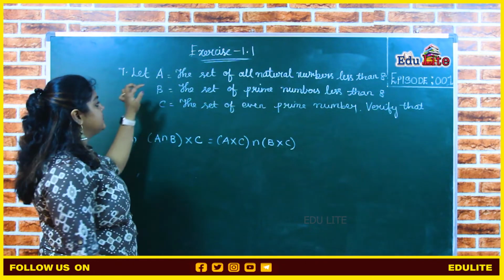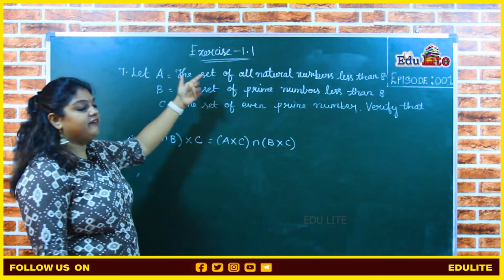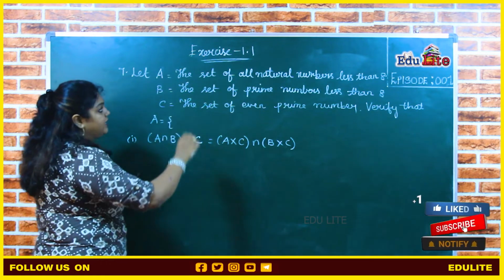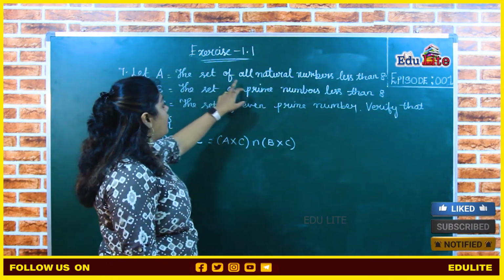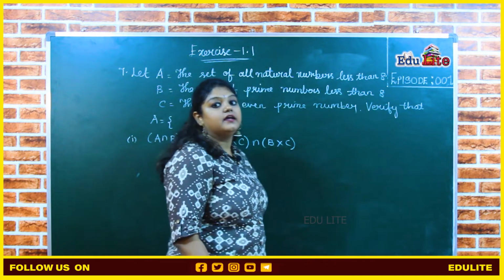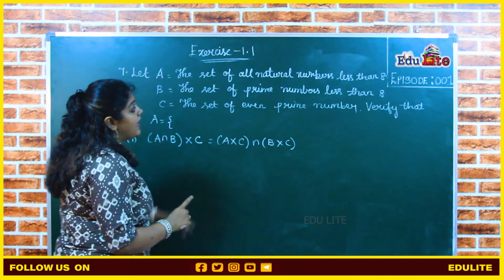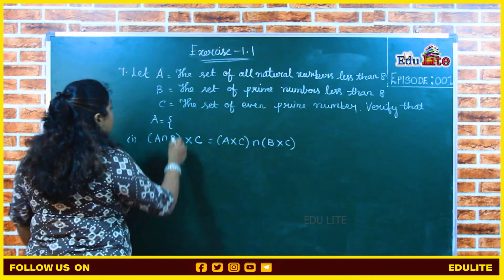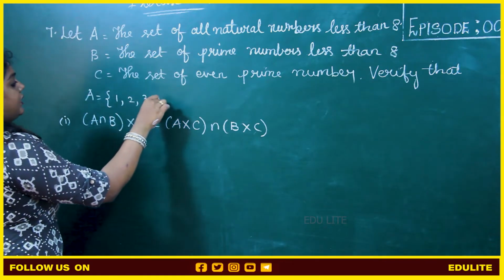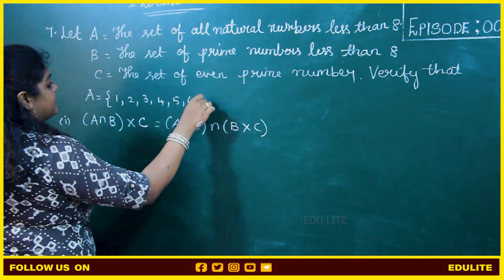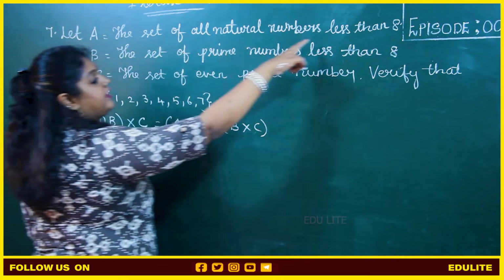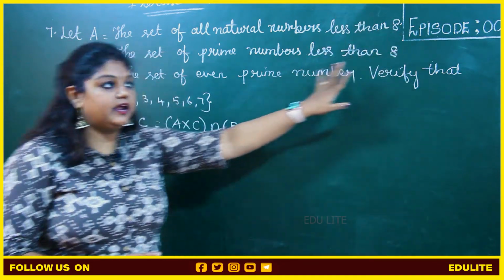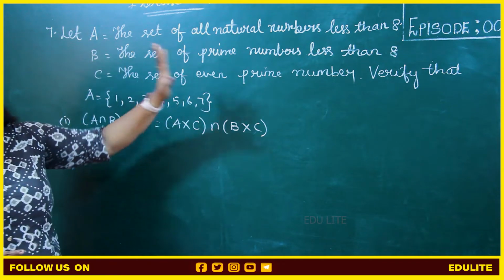So we have to frame the sets A, B and C, and we are given a hint. A set can be written, with the hint, A is given as the set of all natural numbers less than 8. We know that natural numbers start with 1 and it must be less than 8. Therefore, 8 is not included. We have to write it from 1 up to 7: {1, 2, 3, 4, 5, 6, 7}. Since it is less than 8, 8 is not included. We have to start with 1 and end at 7.